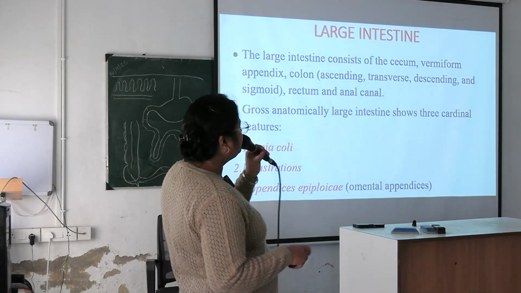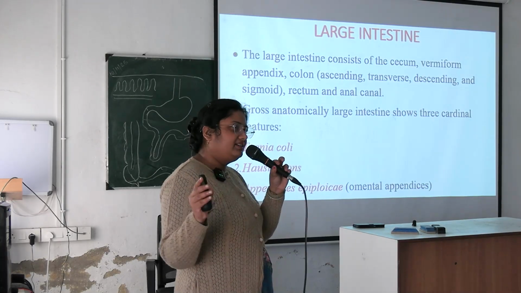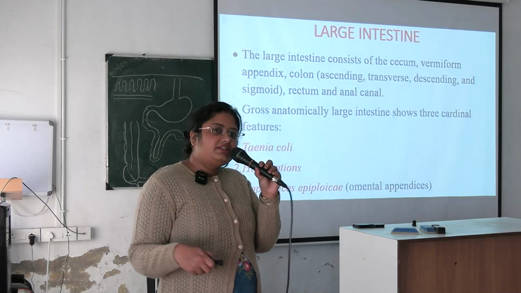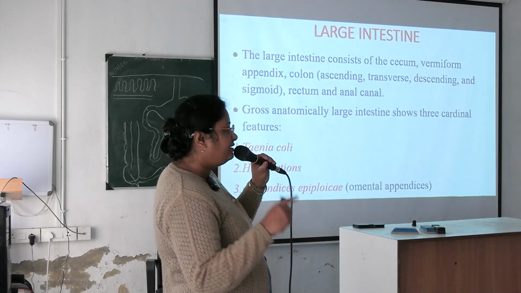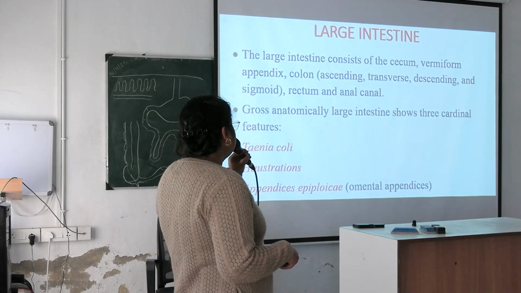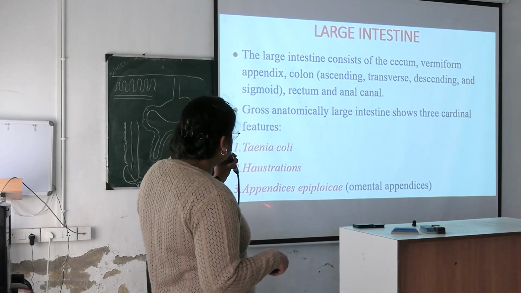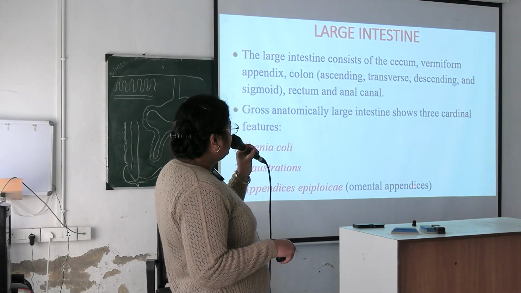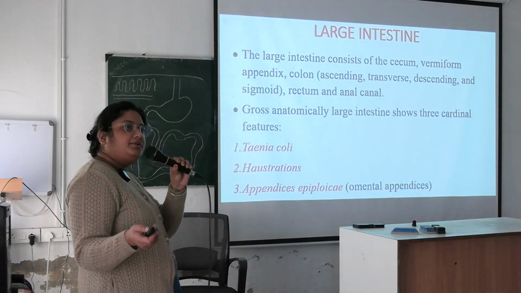Because of the presence of this Tenia Coli, the length of the Tenia Coli is less than the length of the gut. That's why there will be formation of saccules, and that is known as Haustrations. Next is Appendices Epiploicae. These are peritoneal sacs filled with fat. This lies in between the two Tenia Coli. A single layer of Appendices Epiploicae is there. So this is also known as omental appendices. Omentum is part of the peritoneum.